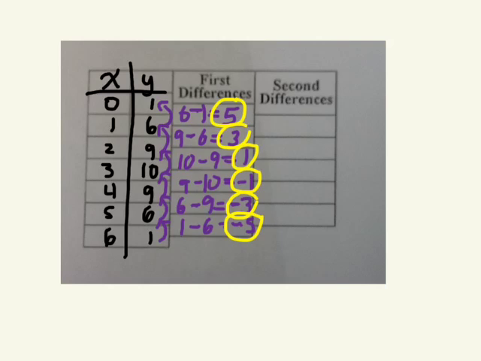Can this possibly be linear? No. First differences are not the same. So we know it's non-linear, right? But we have to see if it's quadratic. Something can be non-linear and still not be quadratic, right? For example, if I draw this, look here. Is that linear? Is that quadratic? No, that's not quadratic. We have to see if this is quadratic.